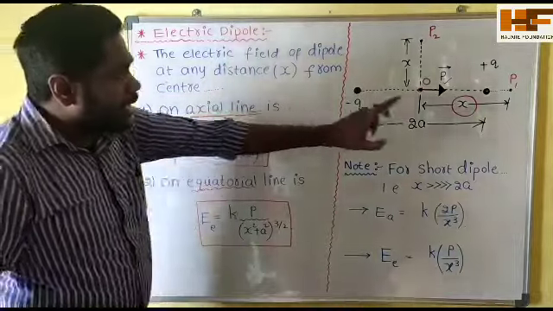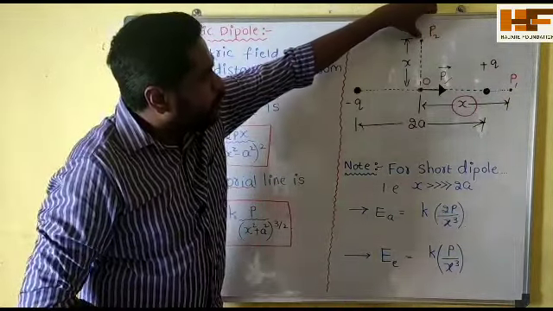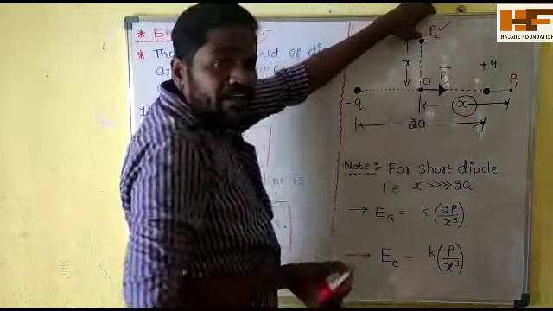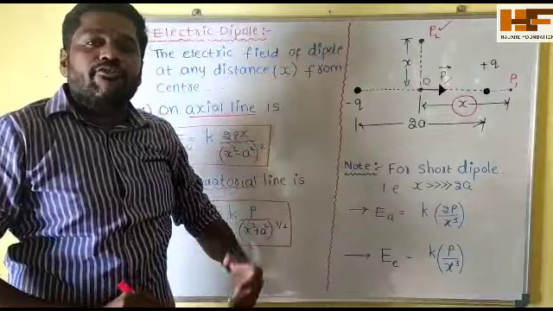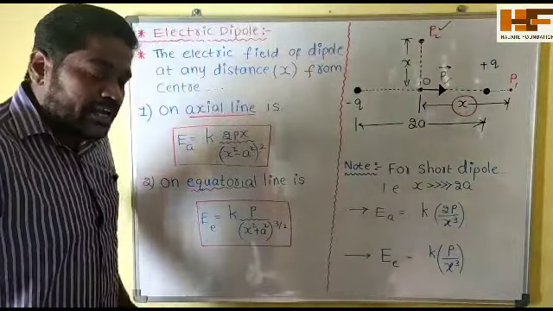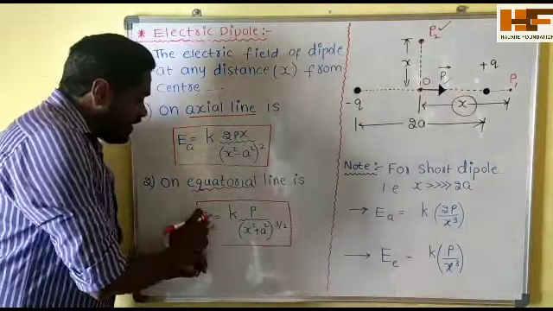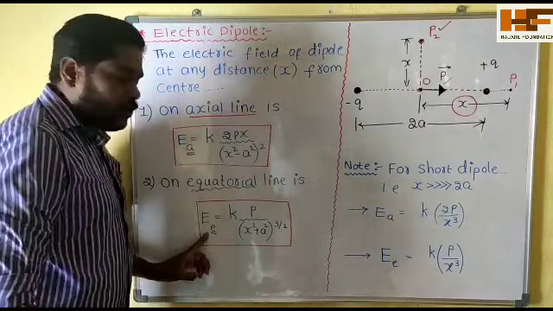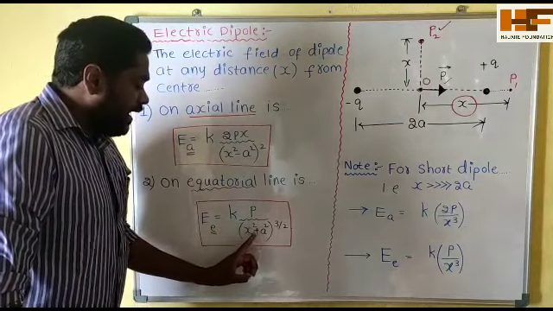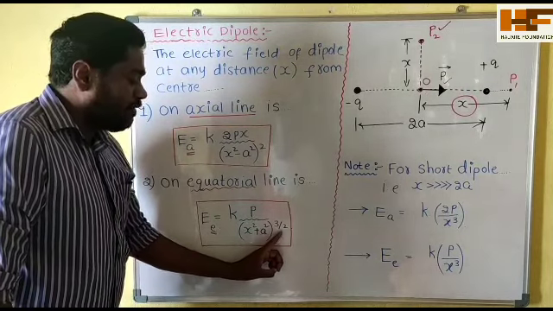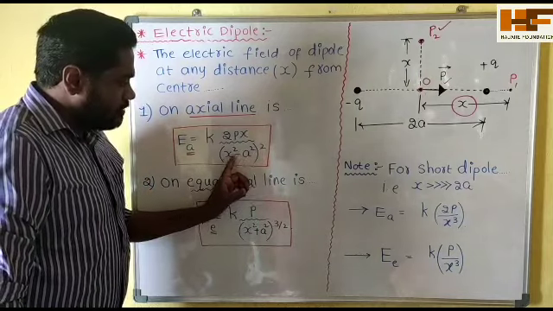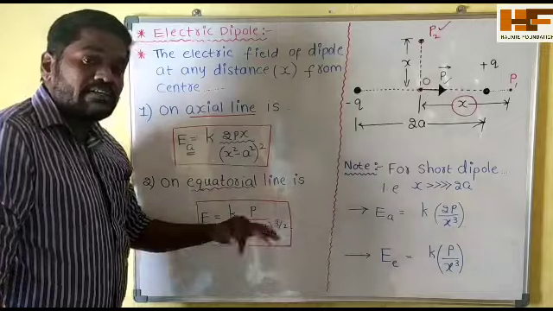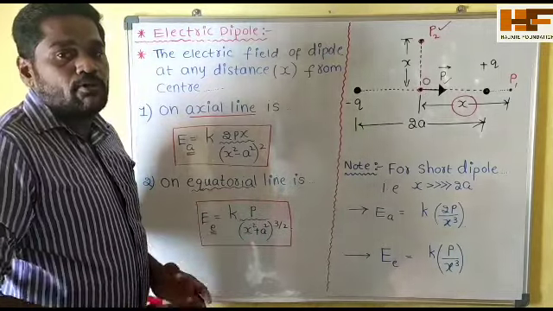Next, if you take the point on the equatorial line, that is point P2, which lies on the equatorial line. What is the formula for the electric field there? EE, where A refers to the axial line and E refers to the equatorial line. So K into p by (x square plus a square) whole power 3 by 2. Here you see x square minus a square whole power 2, and here x square plus a square whole power 3 by 2. That's why be careful about these powers.